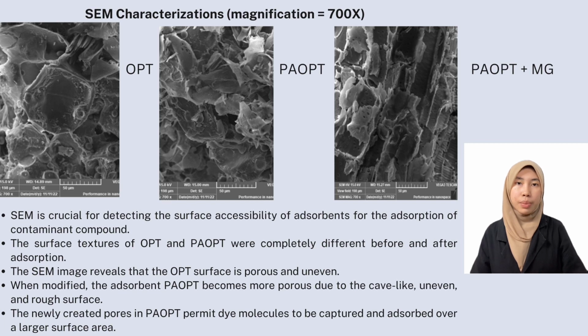When modified, the adsorbent PaOPT becomes more porous due to a cave-like, uneven, and rough surface. Newly created pores in PaOPT permit malachite green dye to be captured and adsorbed over a large surface area.